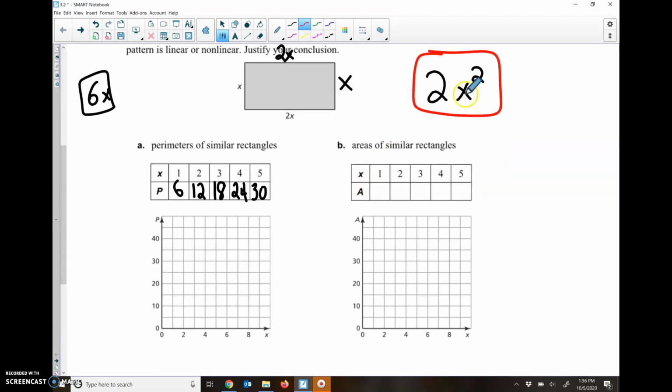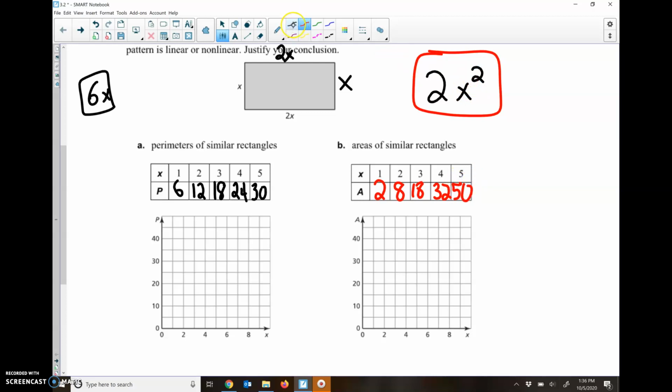So if I put in a 1 for x squared, 1 squared is 1, and 1 times 2 is 2. If I put in a 2 for x squared, 2 squared is 4, 4 times 2 is 8. If I put in a 3 for x squared, 3 squared is 9. I'm sorry, 9 times 2 is 18. 4 for x, so 4 squared is 16. 16 times 2 is 32. And if I put in a 5, 5 squared is 25. 25 times 2 is 50.